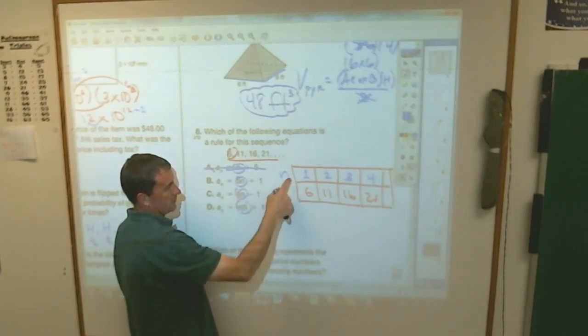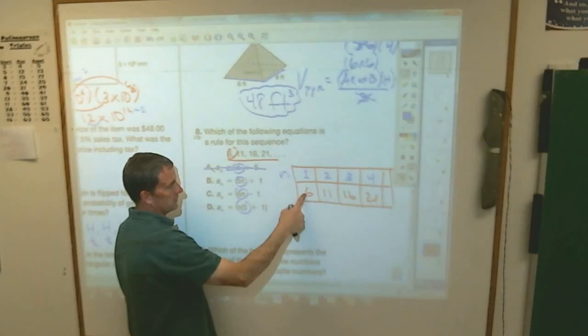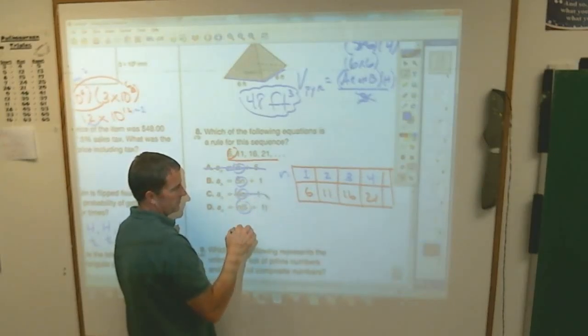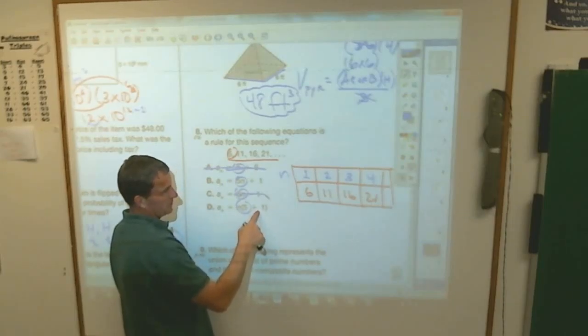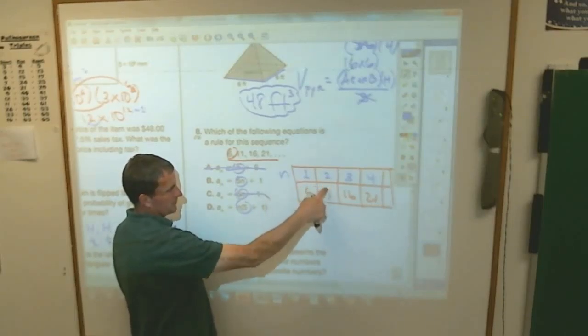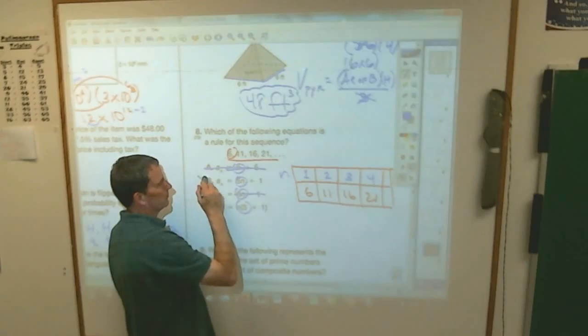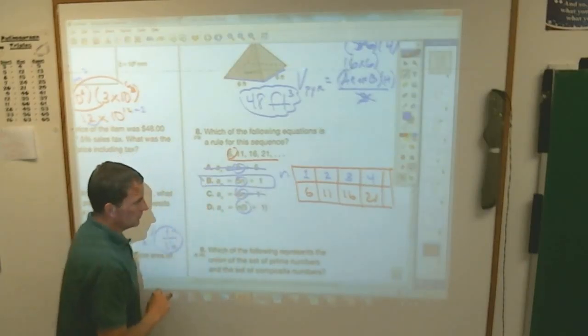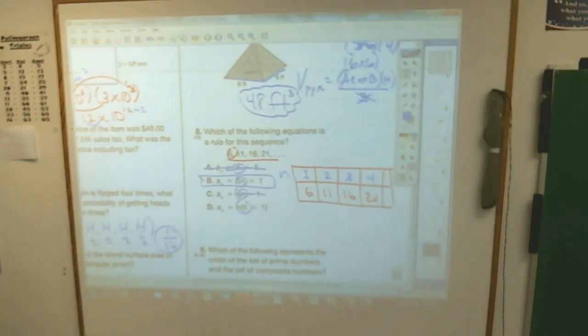And if you like, you can check these. Does 6 times 1 minus 1 give you 6? No. Does 5n times 6 give you this? Yes. Does n times 6 give you that? No. So by process of elimination, you can do that. That's probably the best way for it now.